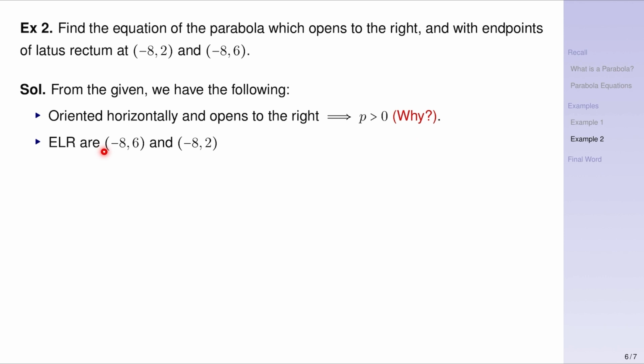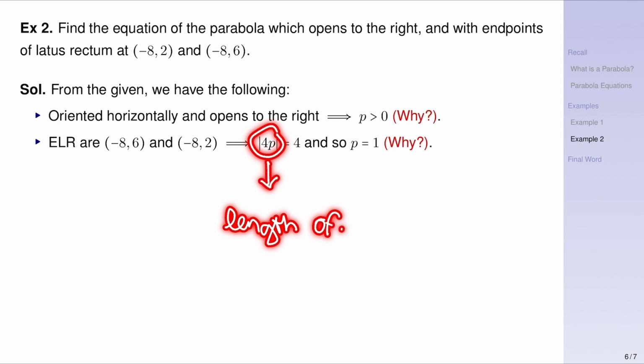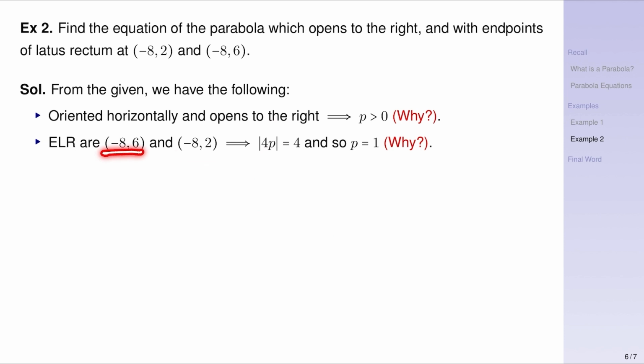Next, since we know that the endpoints of the latus rectum are given by this, we can conclude that the absolute value of 4p is equal to 4, and so p is equal to 1. And why is that? Recall from the remark earlier that the absolute value of 4p represents the length of the latus rectum. For this one, these are the endpoints of the latus rectum, which means that you can use the distance formula to obtain its length, and you'll see that it will be 4. So this means that this must be equal to 4.